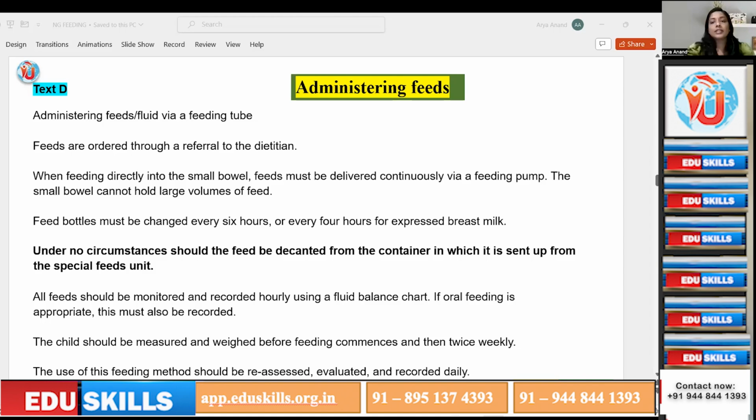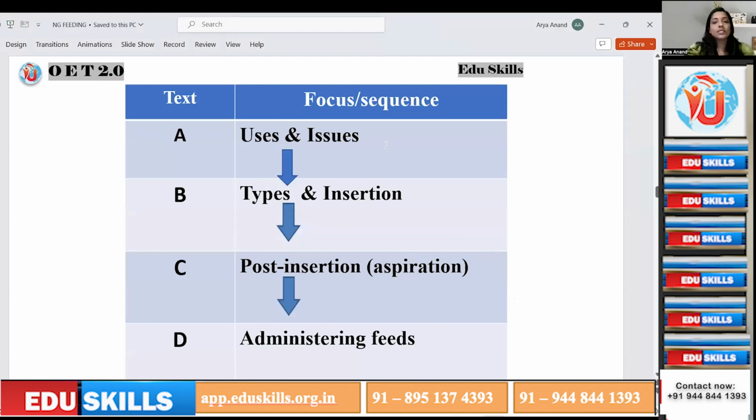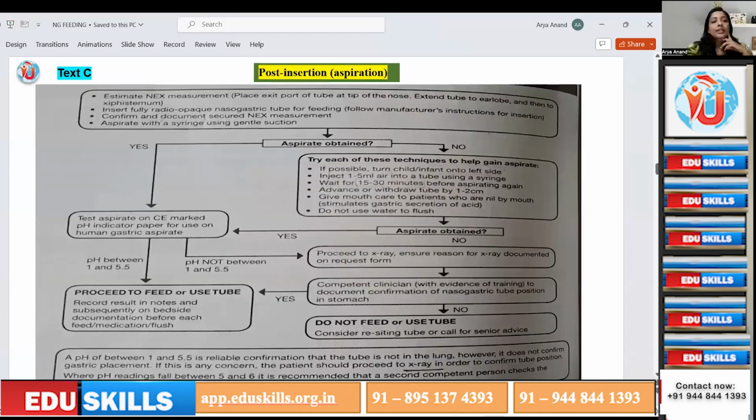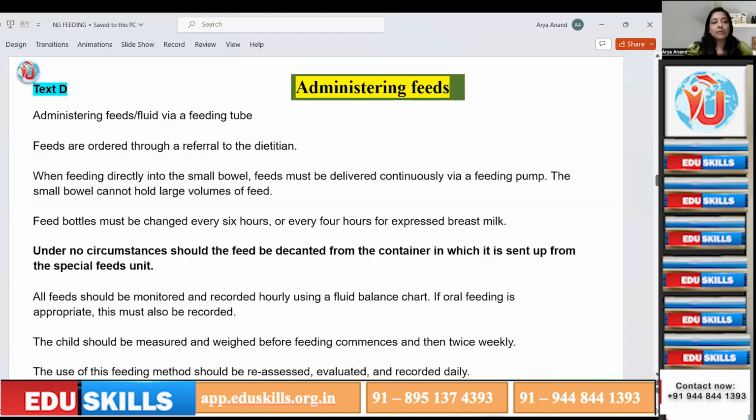So what is the sequence of these 4 texts? It's uses and issues in text A, then types and insertion in text B. Text C is post insertion, text D is administering feeds. This is the sequence of these particular texts. So in reading part A, you need to skim within 2 minutes, because we are only skimming these things. Pediatric nasogastric tube use, then issues we have discussed. Then next text, types and insertion. Then next one is post insertion aspiration. Then the 4th one is administering feeds. Fine. So within 2 minutes, you need to complete your skimming.